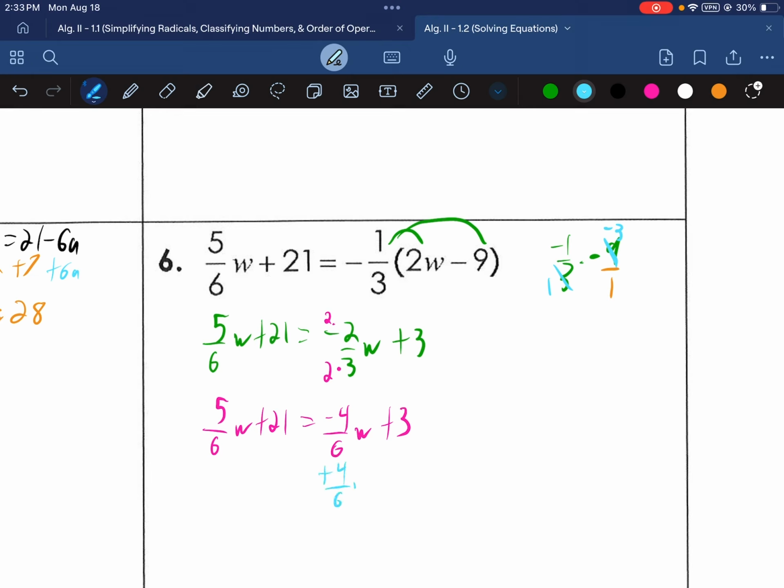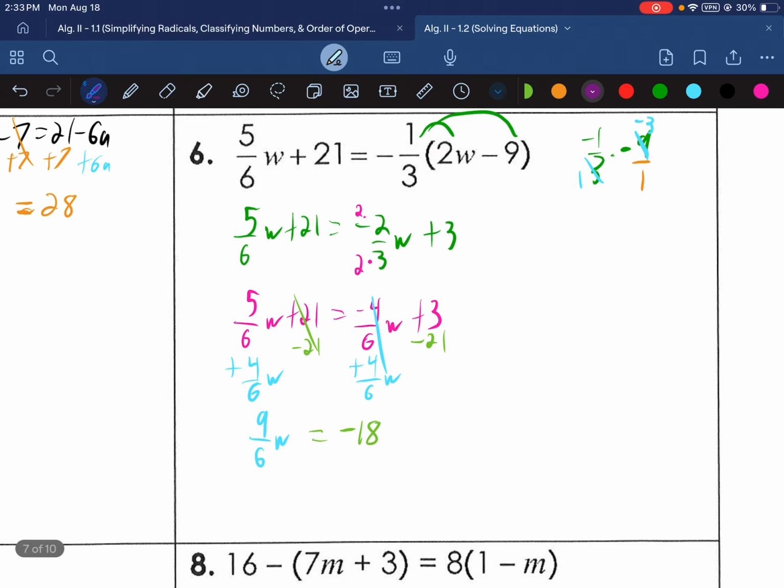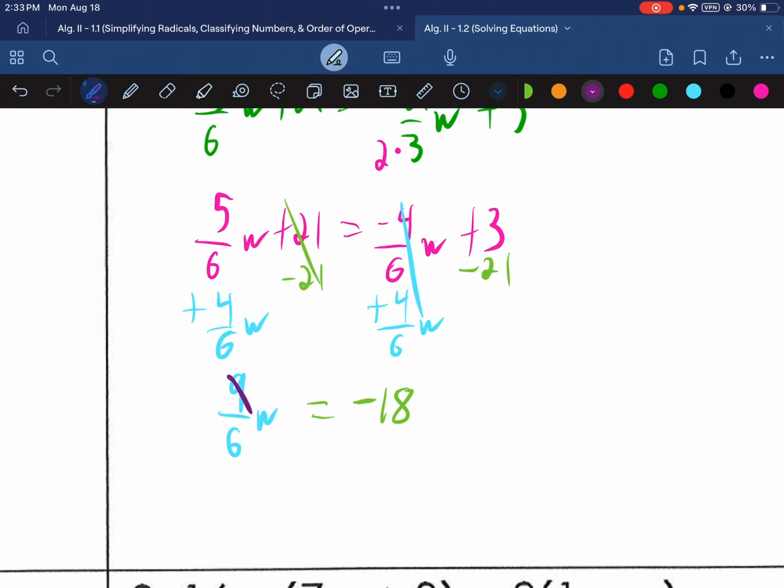Now it's much more doable for me to add 4 over 6w to 5 over 6w since they have common denominators and get 9 over 6w, which we'll reduce in a moment. But before we do that, I'm going to go ahead and subtract 21 from both sides to move my numbers to the other side and get negative 18. Reducing 9 over 6 makes it 3 over 2.